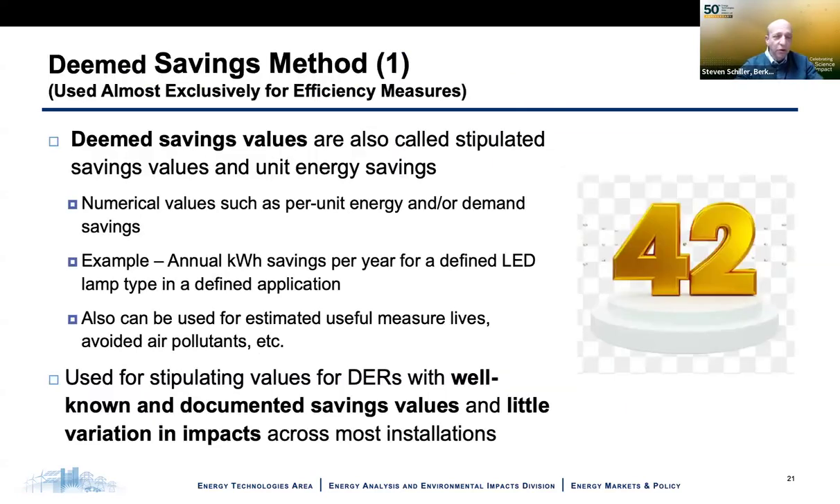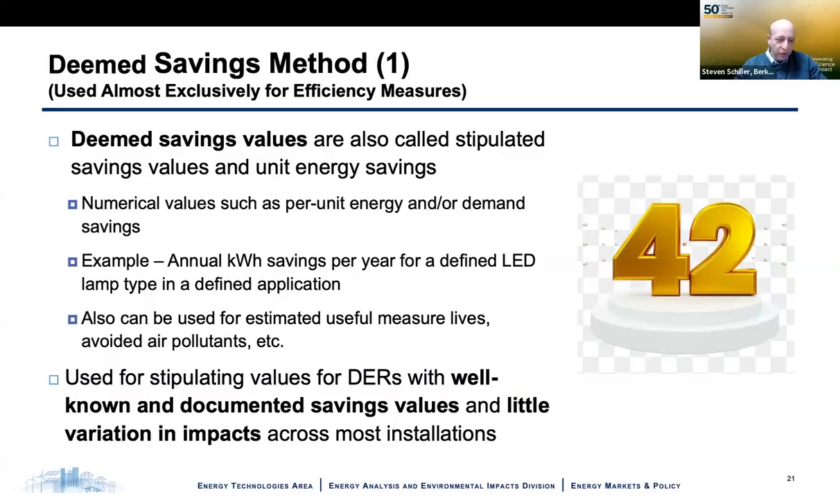The deemed savings, and these are used almost exclusively for efficiency measures, are also just called stipulated savings. And these are values, say, per unit energy or demand savings that are applied to very specific, well-defined energy efficiency measures. So for example, the annual energy savings, kilowatt hour savings per year, for a defined LED lamp type in a defined application. So you say if you are putting 7-watt LEDs into hallways in residential apartment buildings, those will save 42 kilowatt hours a year.